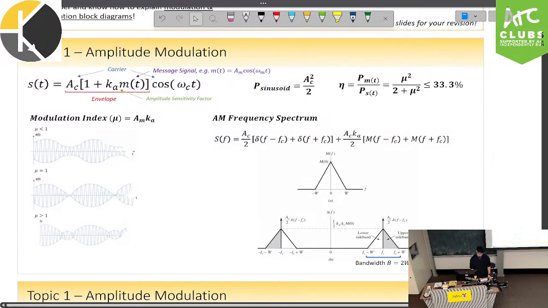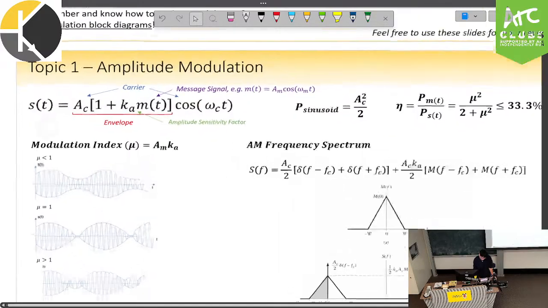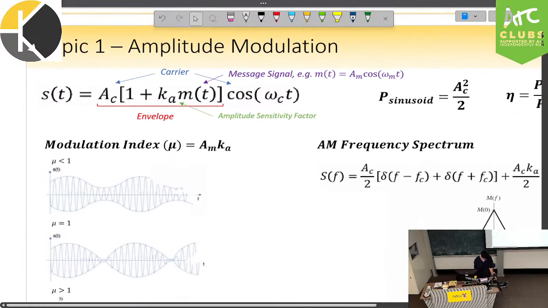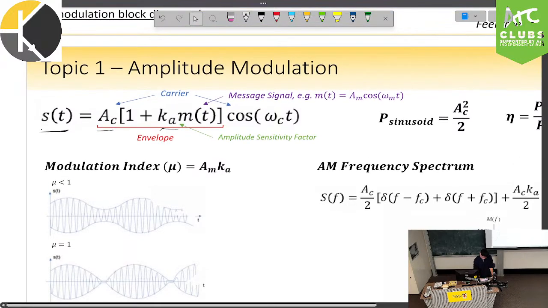Alright, jumping into topic 1, amplitude modulation. So amplitude modulation is a nice introduction into modulation. We have this modulated signal s(t), which is given by the amplitude of your carrier, times 1 plus Ka, which is your amplitude sensitivity factor, multiplied by a message, and then by your cosine of omega_c t.